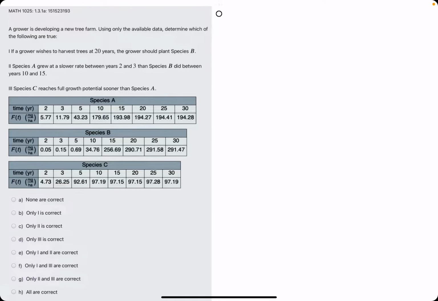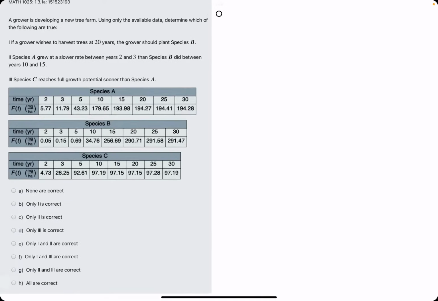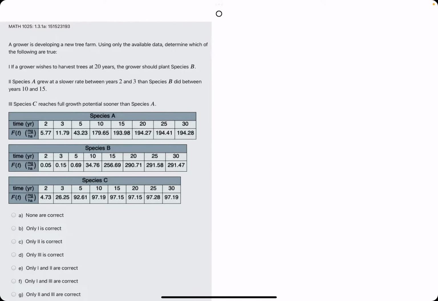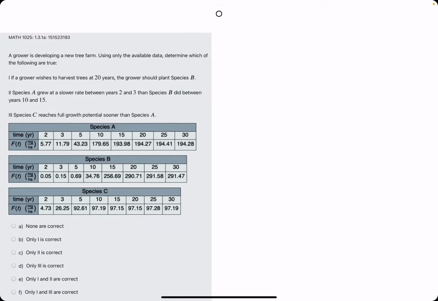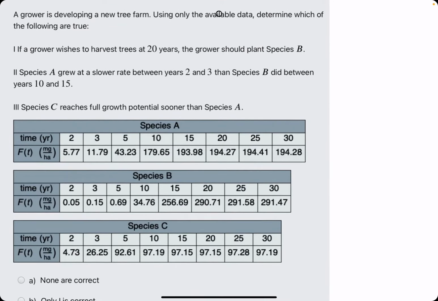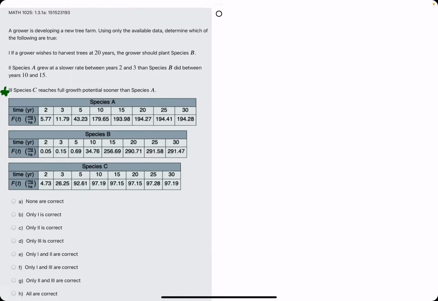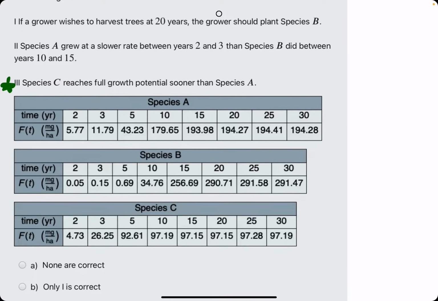Hokie dokie. In this problem, they give us three charts relating to species A, B, and C, and they give us some statements regarding those charts, and we're looking to see which ones are true. So let's work backwards. We're going to start at number 3 and define a few things as we work through 3, 2, and 1.